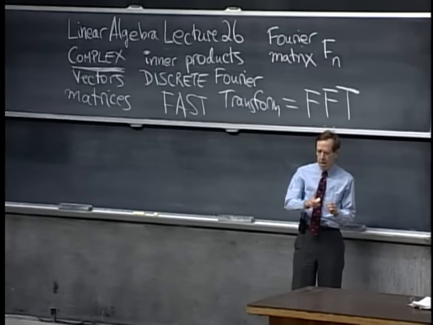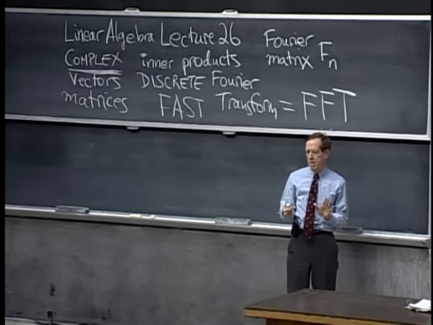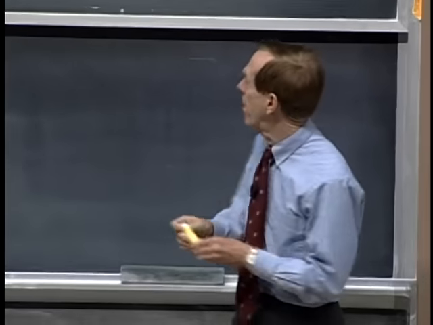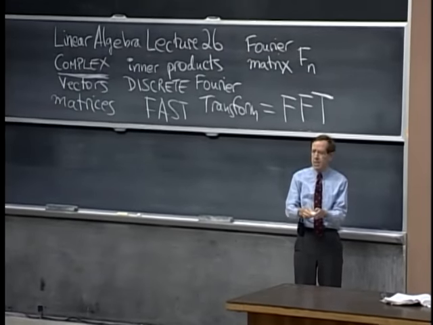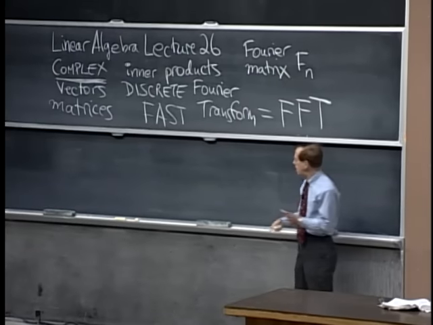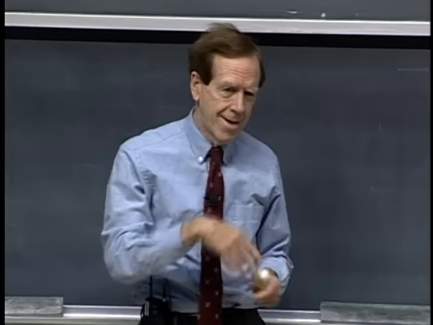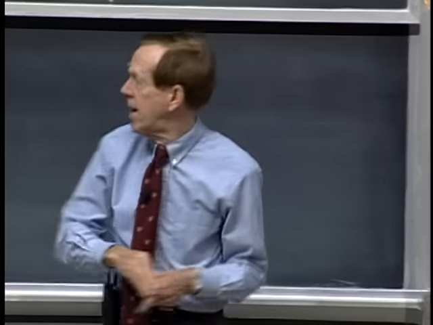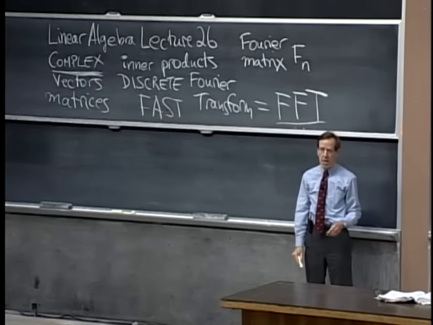Then, can I tell you about the most important example of complex matrices? It comes in the Fourier matrix. So the Fourier matrix, which I'll describe, is a complex matrix. It's certainly the most important complex matrix. It's the matrix that we need in the Fourier transform. And the special thing that I want to tell you about is what's called the fast Fourier transform. And everybody refers to it as the FFT.